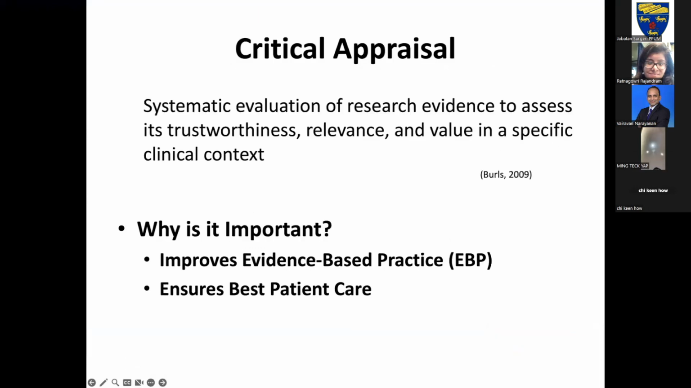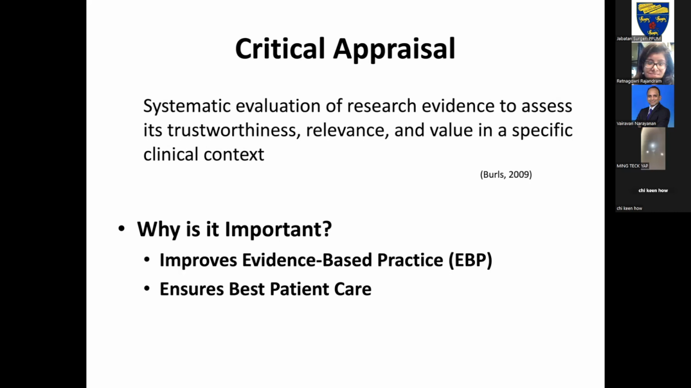So what is critical appraisal? Critical appraisal itself is a systematic evaluation of research evidence to assess its trustworthiness, relevance, and value in a specific clinical context. And this actually encompasses the whole point of appraising anything. Because what you're going to do is you're going to do it very systematically. There's a system to it. There is a way of assessing it. And you want to look at how trustworthy it is. Is it relevant to you? And what is the value it gives you in your own clinical context? And it is important because it improves your evidence-based practice and it ensures best patient care.